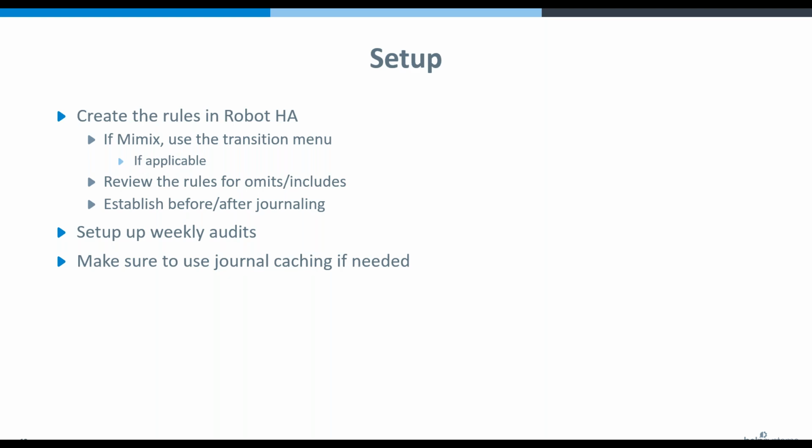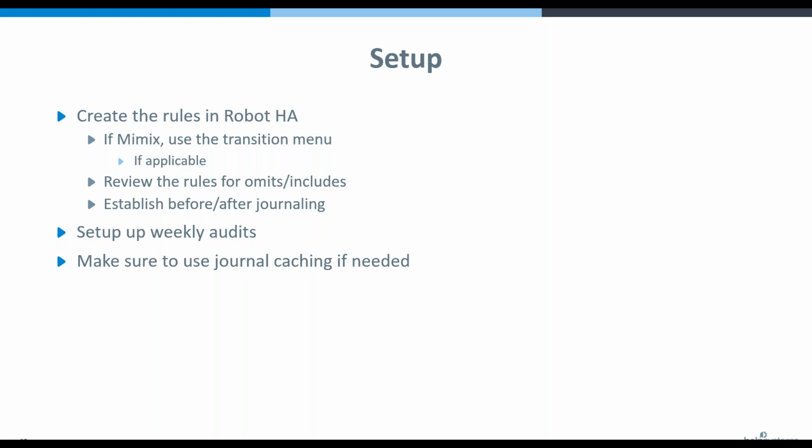So what about setup? What are we doing in the setup phase? Yep. So Robot HA by nature is a one library to one journal type application. We're not locked into that, but that is, I would call it, the best practice for our product. And so we create the rules. We call them sync attributes for each library. Again, if MIMIX is in play, then we can use our transition tool to transition the MIMIX rules into our application, save some time.